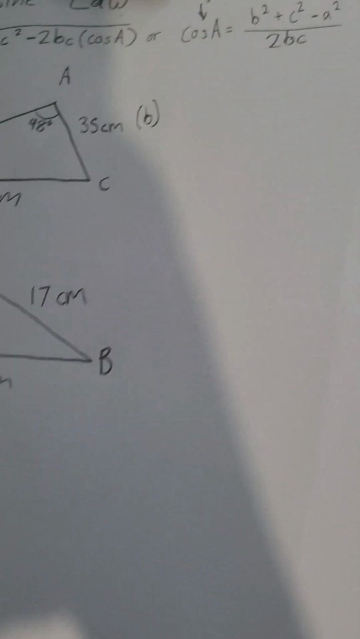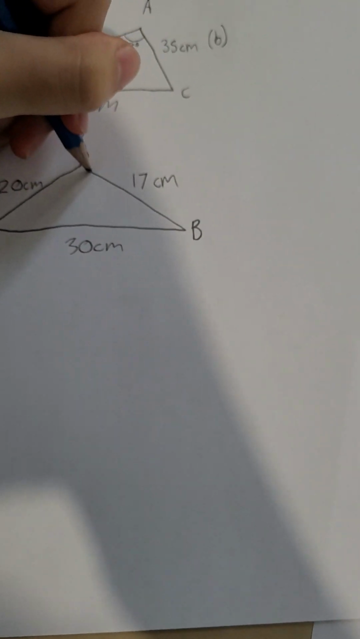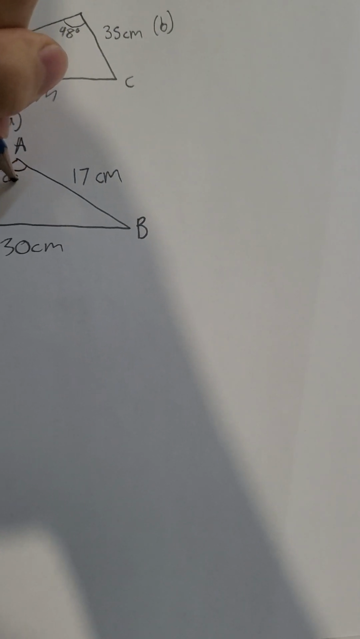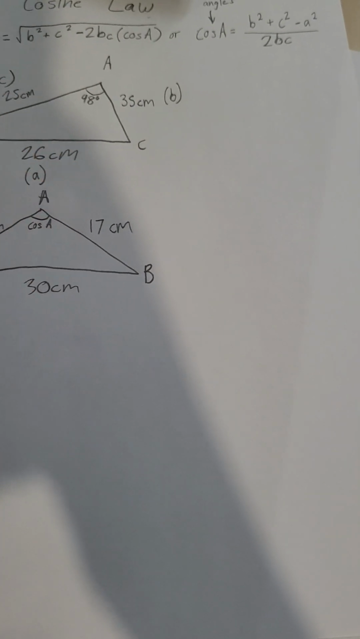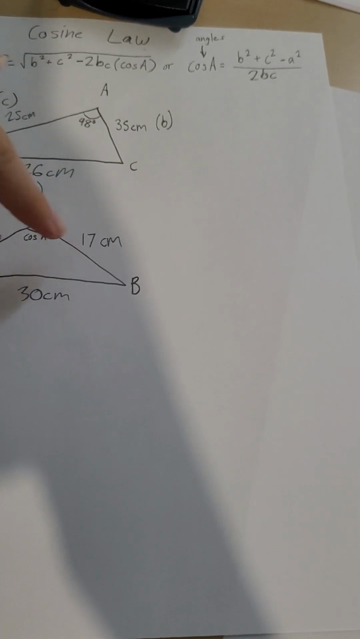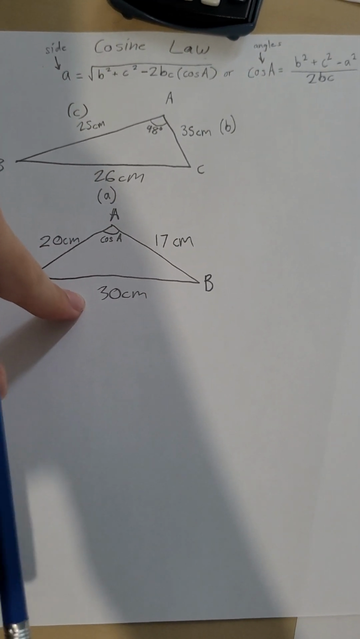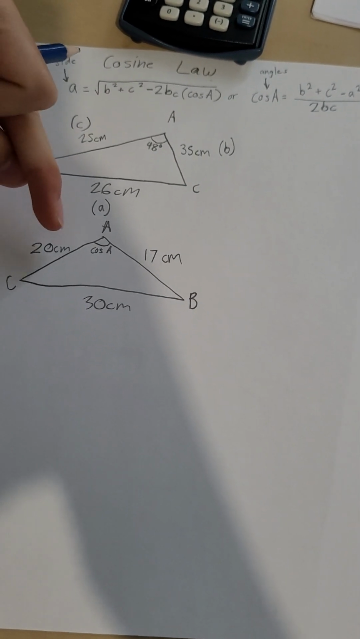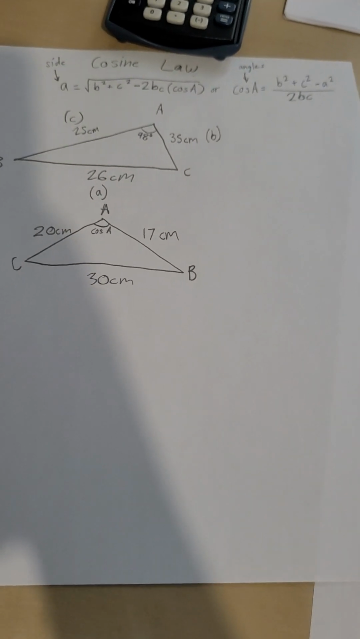equation right here. So we have, for this equation, cos A equals b squared plus c squared minus a squared over 2bc. So the cos of this angle is this squared plus this squared minus this squared, divided by 2 times this times this. I'm going to just quickly show you that.